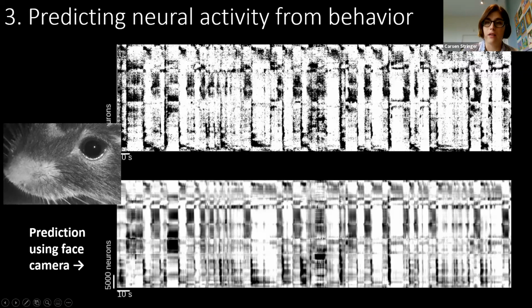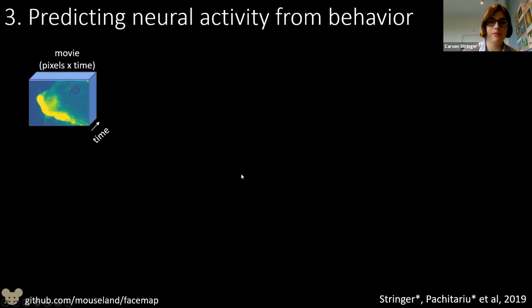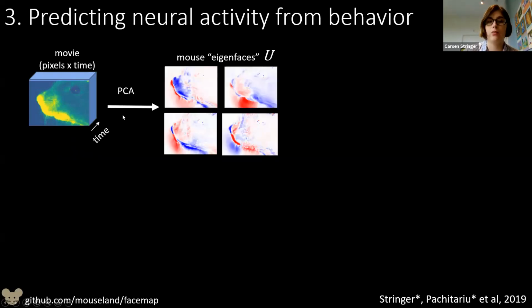So I'll go through the computational techniques we use to do this prediction for the data in visual cortex. We take this movie, which is pixels by time, and we can take either the raw movie or the difference between frames. We get pretty similar predictions in both cases. And we take the principal components of this movie, and this gives us what we're calling mouse eigenfaces, which correspond to different movements of the mouse's face.